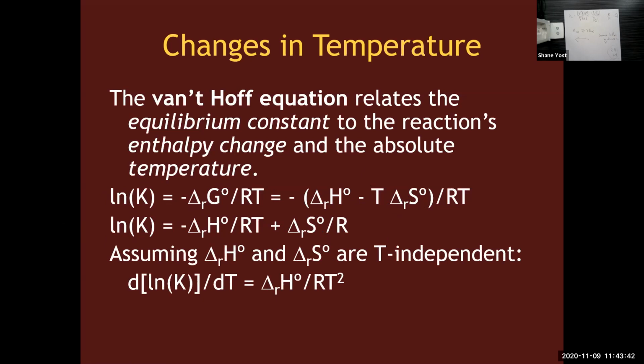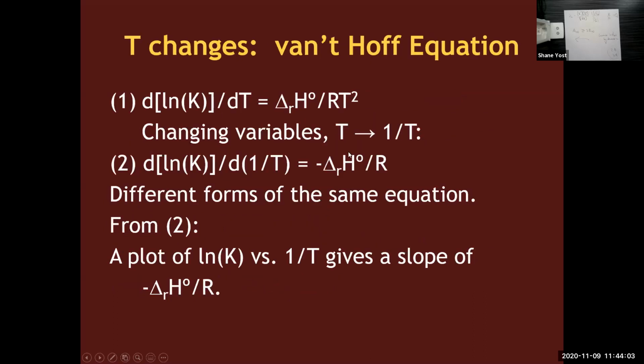Assuming these things are independent of temperature, you take the temperature derivative of this equation. You get that d ln K dT is equal to delta H at standard conditions divided by RT squared. So just taking the temperature derivative of this equation, assuming delta H and delta S are constant, you just get that. This is that same equation as the previous slide.